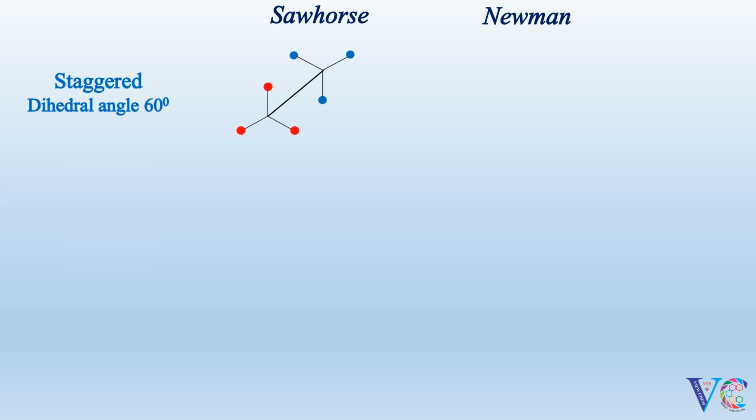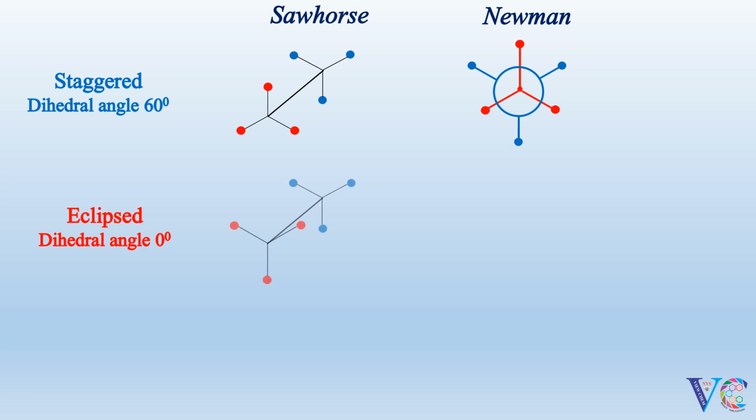Let us have a quick look of different conformations in Sawhorse and Newman projection formulae. Staggered, eclipsed, Gauche.